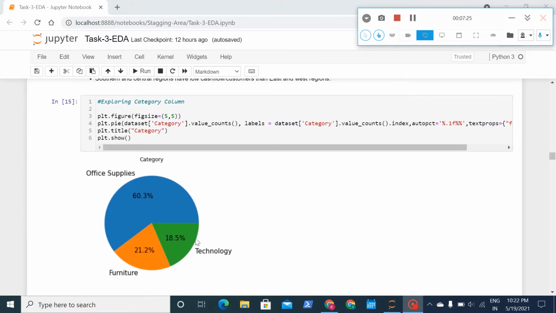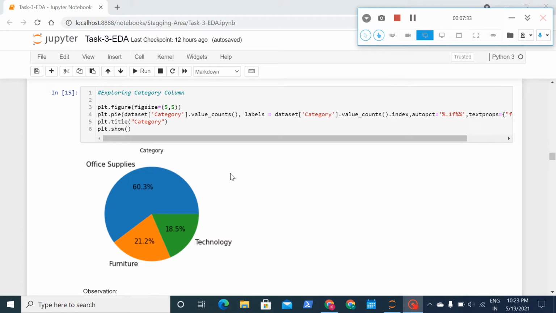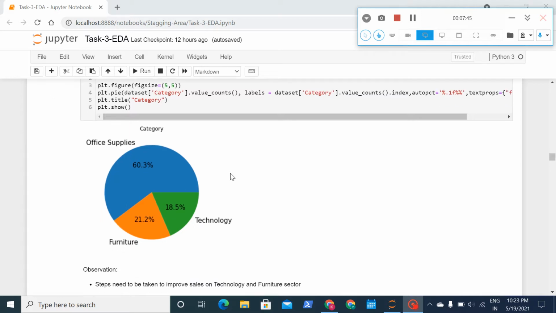Next, the category column. We can see that the distribution is divided into three: office supplies, furniture, and technology. We can see that office supplies is dominating this pie chart. That is, 60% of sales is happening in office supplies, 21% is towards furniture, and 18% is towards technology. Even though it is not too bad, we should be concerned about improving the sales in technology and furniture sectors.